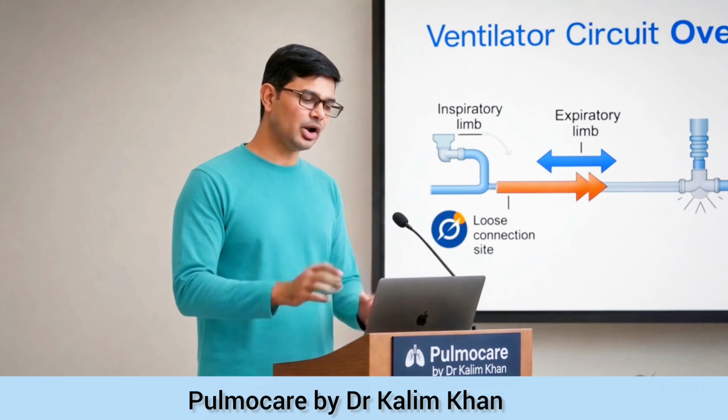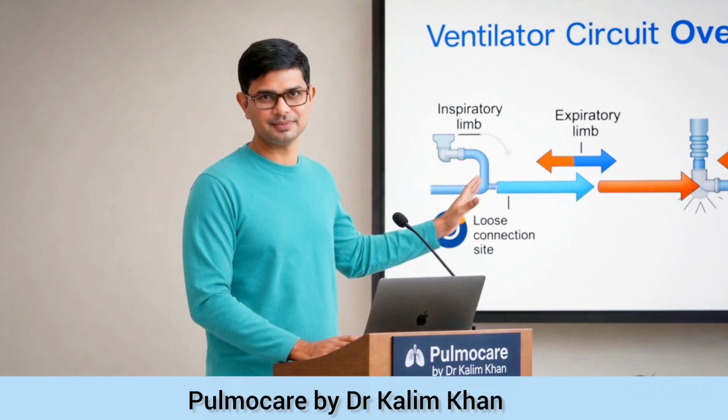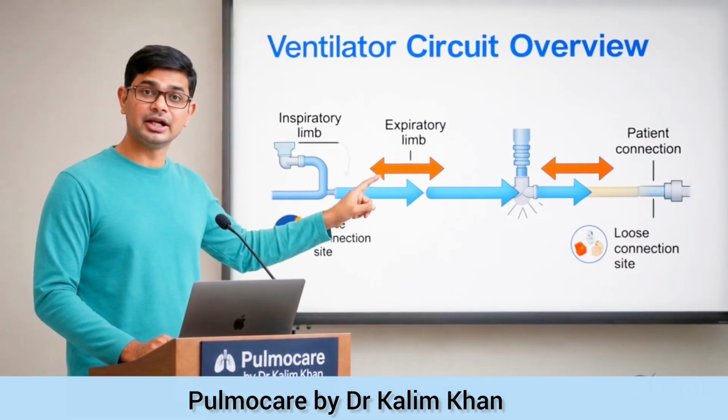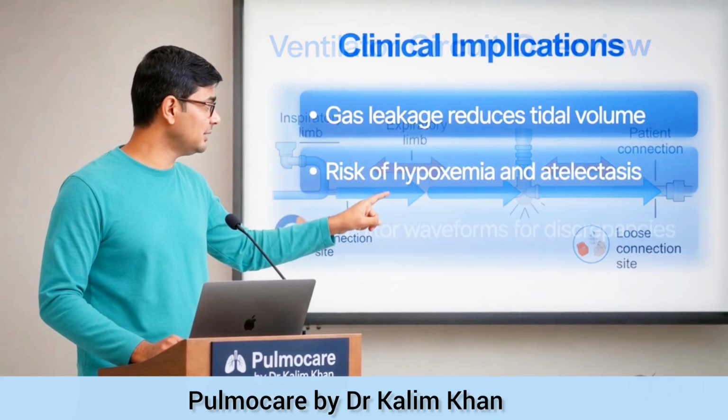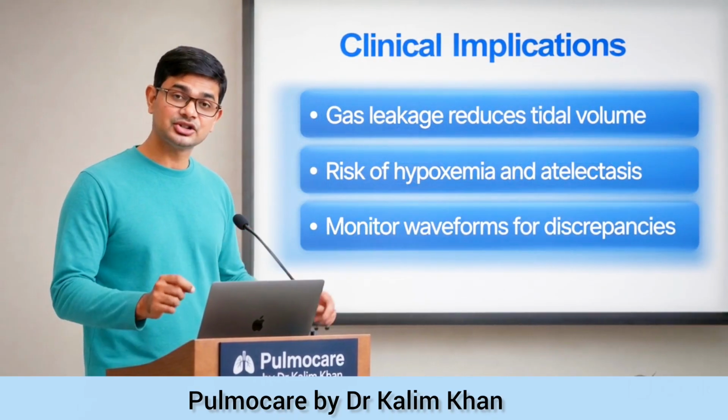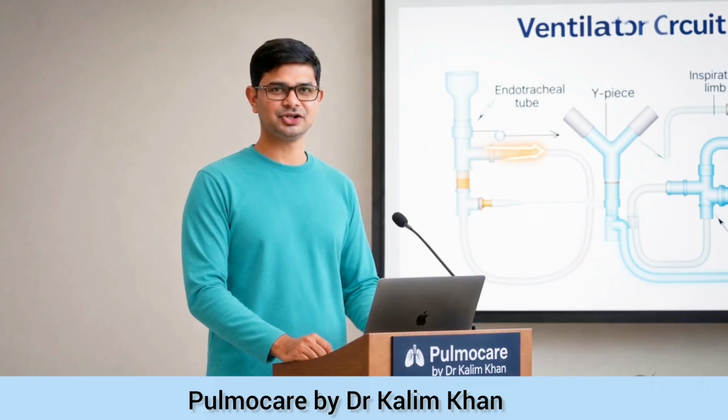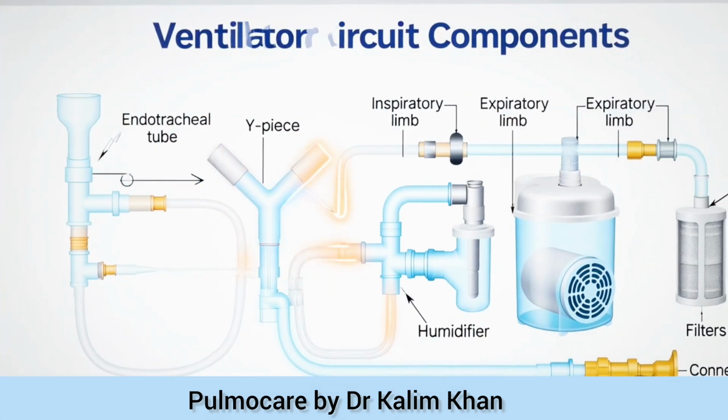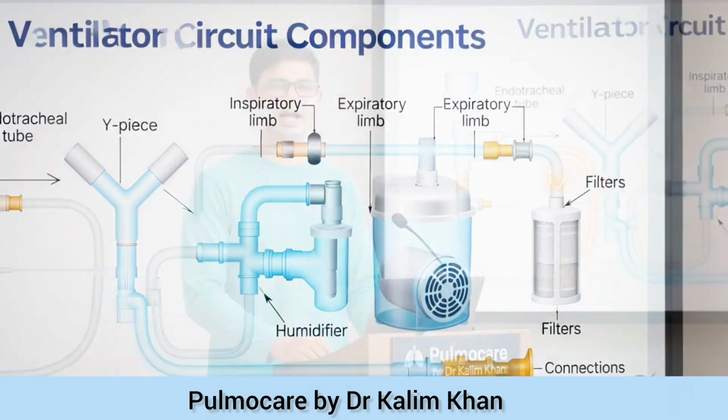Now imagine that one of the circuit connections becomes loose. The ventilator may continue delivering a breath, but some of that gas escapes instead of reaching the patient. This reduces the tidal volume. The result may be a low pressure alarm, low delivered tidal volume, inadequate ventilation, or difficulty maintaining PEEP. Therefore, whenever there is an unexpected change in ventilator parameters, always inspect the circuit. Check the endotracheal tube connection, Y-piece, inspiratory limb, expiratory limb, humidifier filters, and other connections.